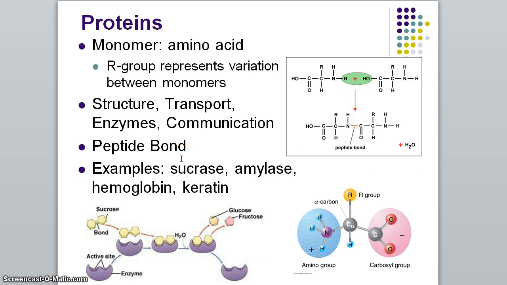These are used in all sorts of things: structure, transport, enzymes, communication. Basically, your proteins are the most important thing in your body. Some examples: sucrase, that's the enzyme that's going to break down sucrose into glucose and fructose. So an enzyme will help lower the activation energy. When we talk about enzymes a little bit more, we'll get into this. It'll lower the activation energy and allow this reaction to take place.